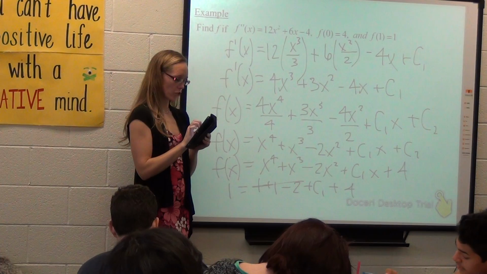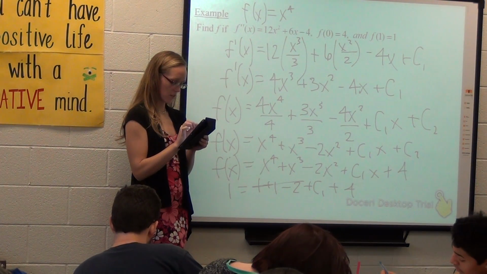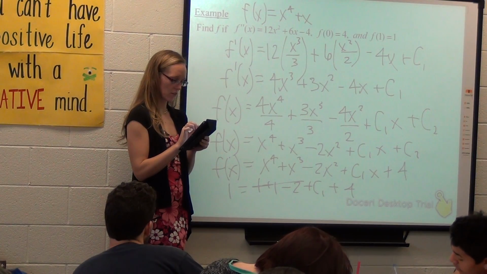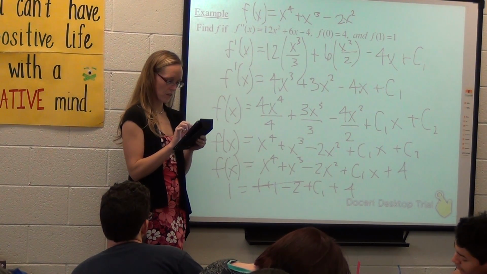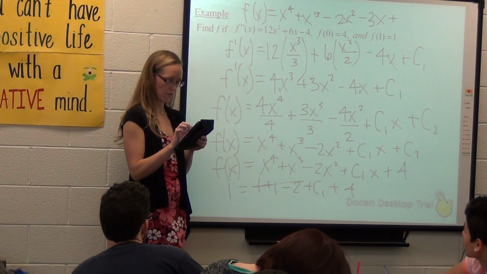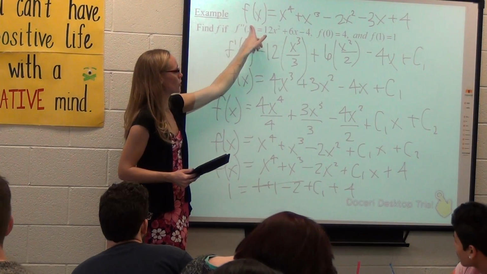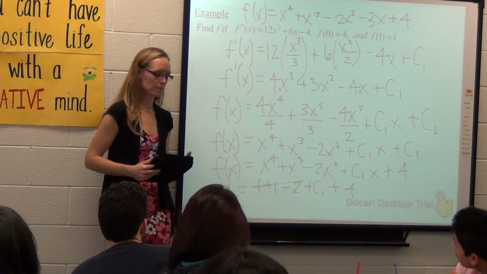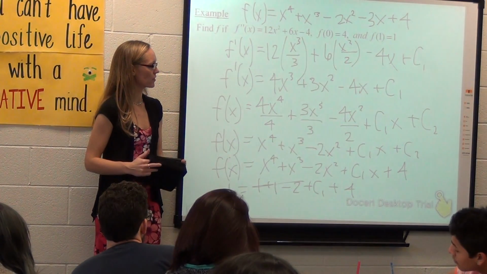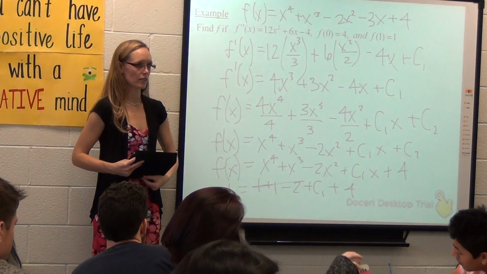So my very specific function here is x to the 4th plus x to the 3rd minus 2x squared minus 3x plus 4. And this is the antiderivative that satisfies those two pieces of information. This is a whole process. It's like a path. Yes.